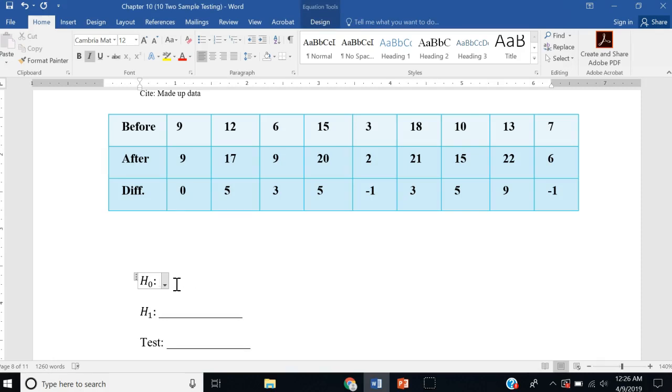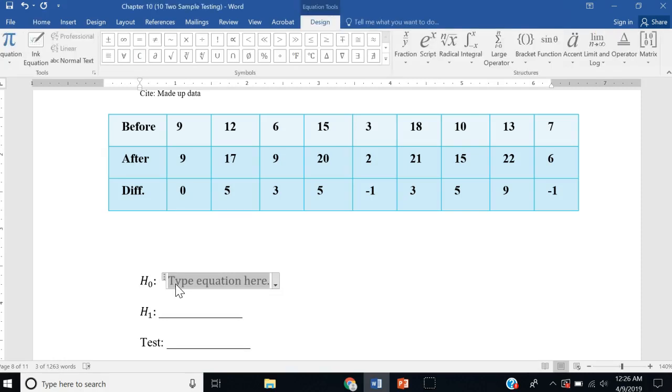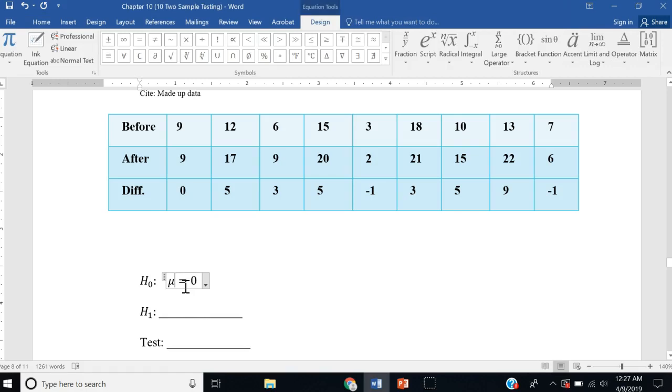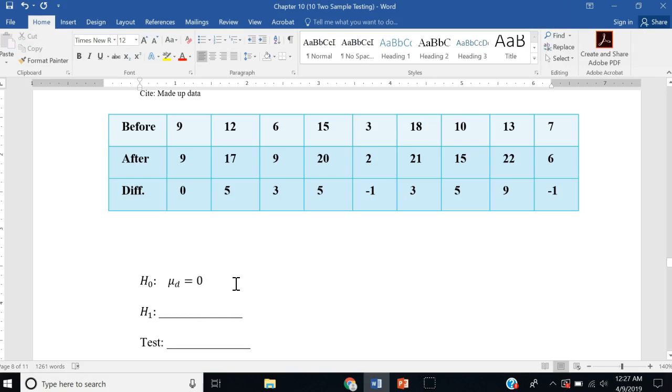What we do is we realize that we are back in the one sample hypothesis testing. And we start looking at the differences. Sometimes what I'll do is I'll just say, well, the average of the differences is equal to 0. Other times you can leave the d off, but mu sub d just means average of the differences. Now, what does the average of differences equal to 0 mean? This means there was no change on average. So on average, there was no change.